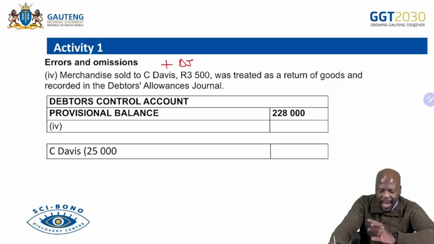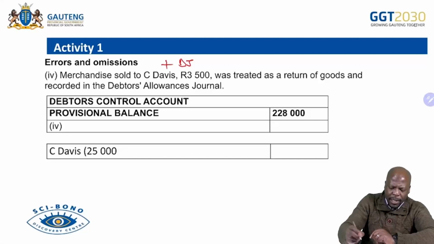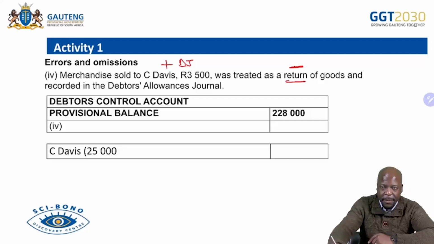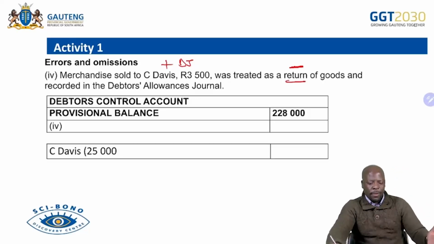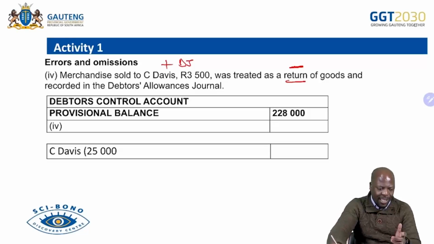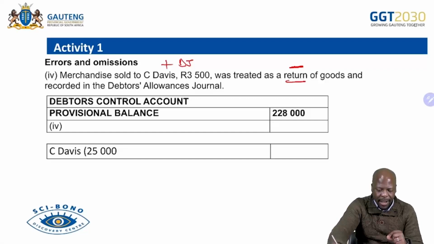It was treated as a return of goods and recorded in the DAJ. So, in other words, once it is in the DAJ and they're treating it as a return, the sign for a return becomes a minus. I'm going to repeat again. We have sold goods, and once we sell goods, the sign should be a plus, and the journal should be the DJ. However, we recorded in the DAJ, and the sign, therefore, was a minus. What does that mean? It means we subtracted something that we were supposed to have added.